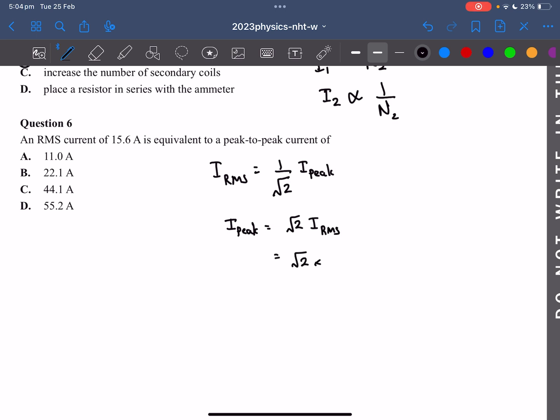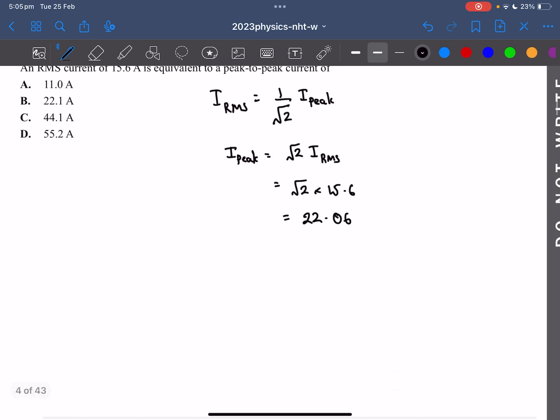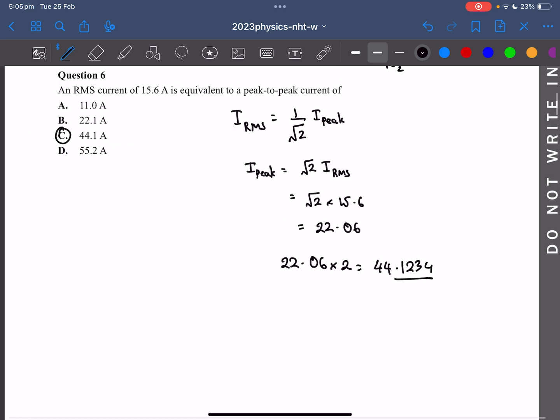Okay, so square root of 2 times 15.6, and that is going to give us, let me just grab my calculator. So square root of 2 times 15.6 is going to be 22.06. And we are looking for peak-to-peak, so we have to multiply that by 2. So 22.06 times 2 is equal to 44.1234. Wow, okay. But yeah, 44.1 is going to be our answer for this one.